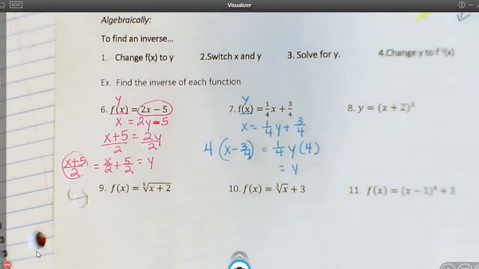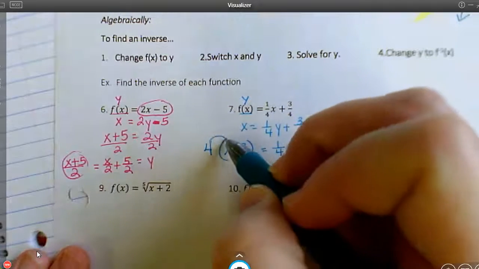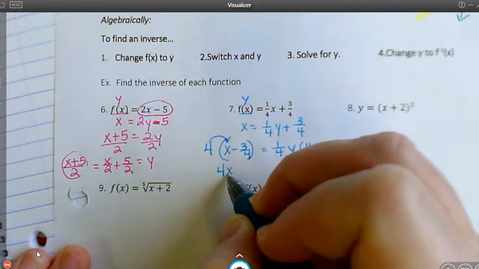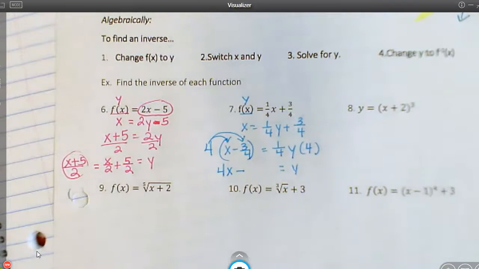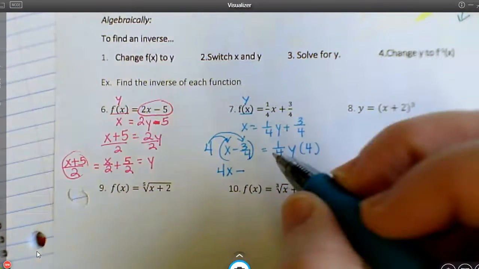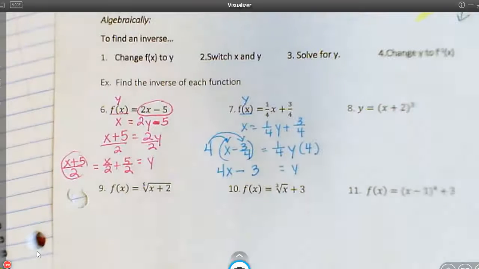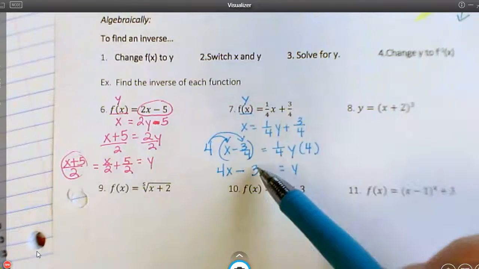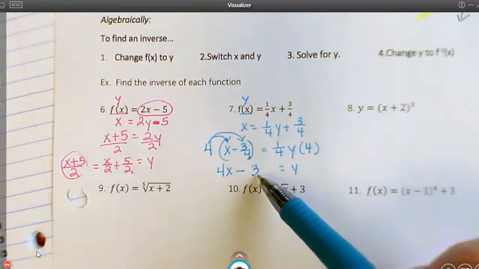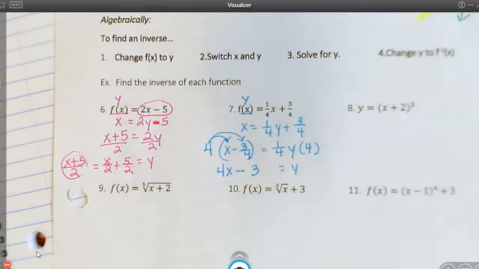Your answer probably will not be written that way. Your answer probably will be distributed out. So you do 4 times x, and then 4 times 3/4. And if you put in that 4 times 3/4, you will get a -3. So you may have fractions in your answers, and you may not. Just depends on the problem. And again, if you would graph the original and graph what we get as our answer, those two graphs would be inverses, and they would flip along y equals x.